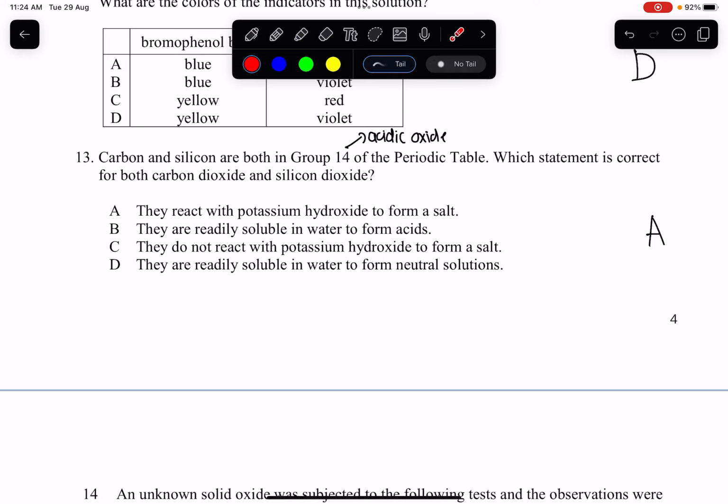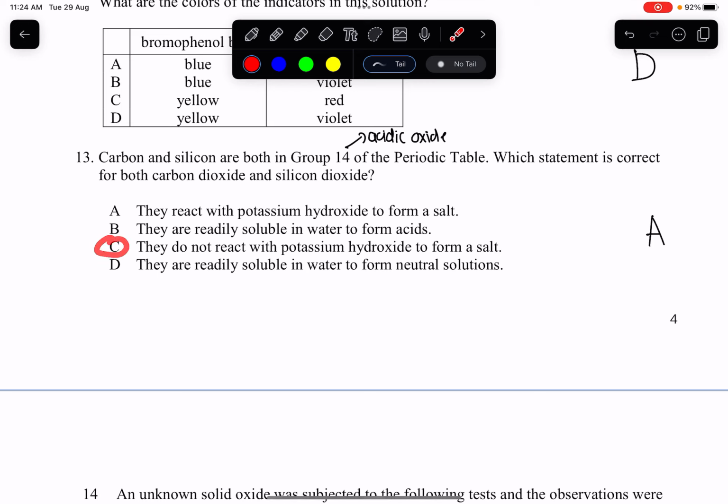Okay, let's look at the other options first. Why is B wrong? Readily soluble in water to form acids. Actually for silicon dioxide, at this point in time we do know carbon dioxide will form carbonic acid, but because you don't know about silicon dioxide solubility in water, you just ignore B first. Come back to it later.